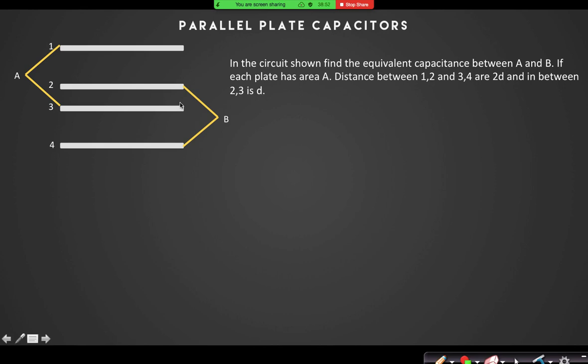Okay, first try to understand how we can solve this one, right? I can say that distance between 1 and 2 and 3 and 4 are 2D, right? So the capacitance in between them is A epsilon naught by 2D, and between 2 and 3 the capacitance is A epsilon naught by D, right? So if I say that this capacitance is C, this will be C by 2 and this will be C by 2, right?